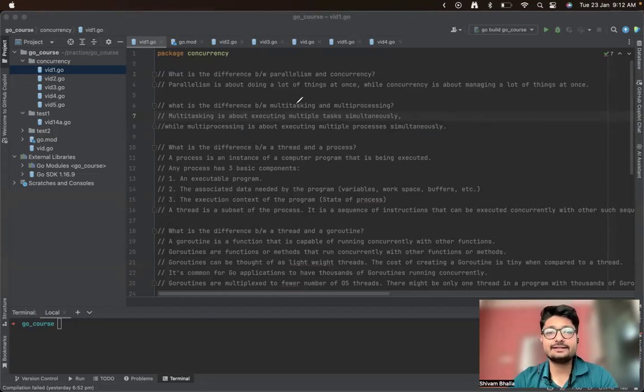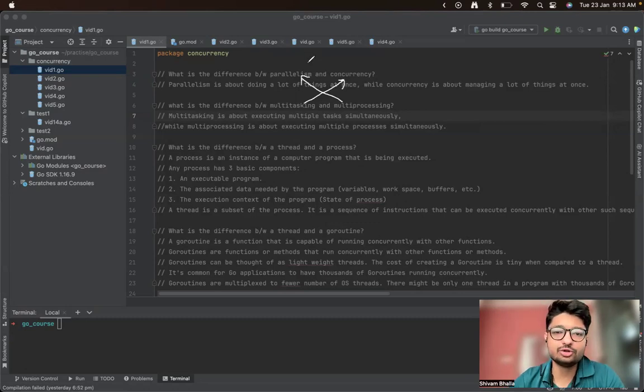Moving forward, multitasking and multiprocessing. These are two terms that are very similar. Multitasking is about multiple tasks simultaneously. Multiprocessing is very similar to parallelism. When you're doing multiprocessing, multiple things are processing at the same time, which means you have multiple cores running and doing multiple processing in parallel. But when you have a limited amount of cores and a lot of work, then you are doing your work concurrently, and that is called multitasking.